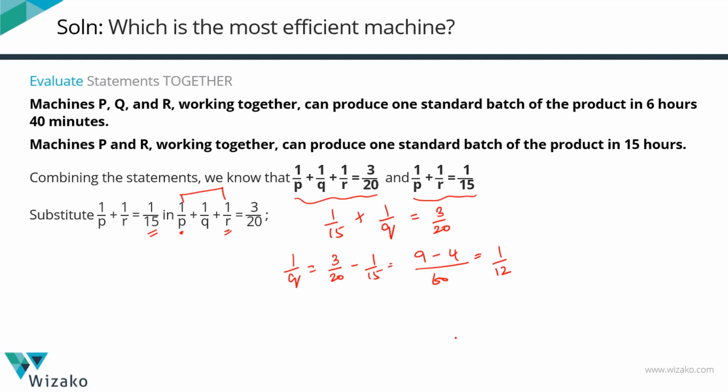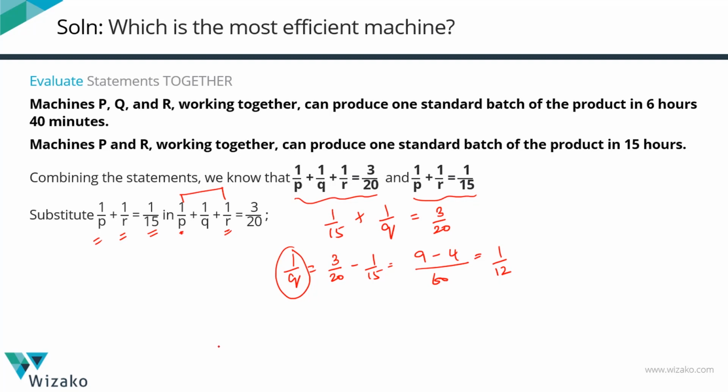So combining the two statements, what have we achieved? We have found out the value of one of these three parts. 1 by Q we know. Now, using this 1 by Q, will we be able to find out the values of 1 by P and 1 by R? Certainly not. So the two statements together are not sufficient is the temptation that we have right now. Because we can't find P, we can't find R, we just know the value of Q. How is it sufficient? Let's just spend one extra minute.